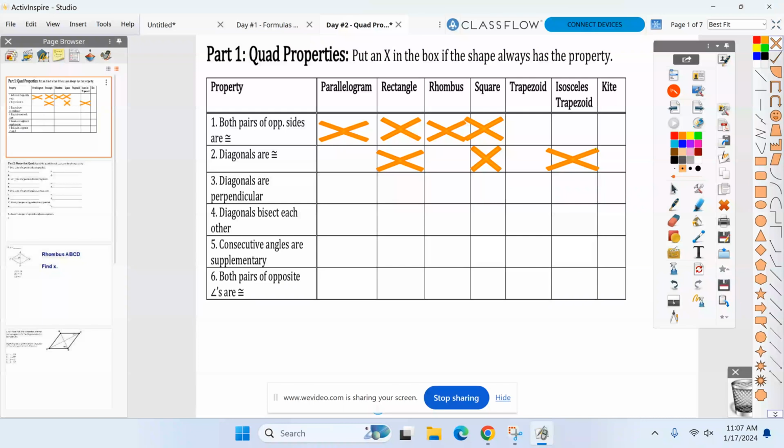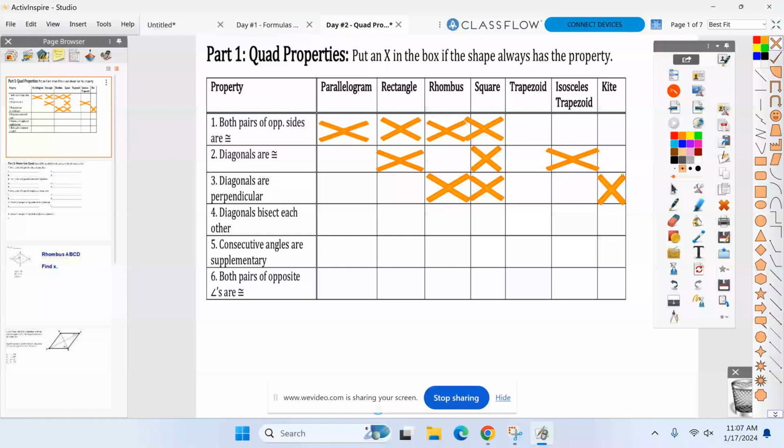All right, what about perpendicular diagonals? Parallelogram? No. Rectangle? No, they're congruent. Rhombus? Yeah, they're perpendicular in a rhombus. Square? Absolutely, if they are in a rhombus. Trapezoid? Nope. Isosceles trapezoid? Just congruent. How about my kite? Diagonals perpendicular in a kite? Yes, diagonals are perpendicular in a kite.